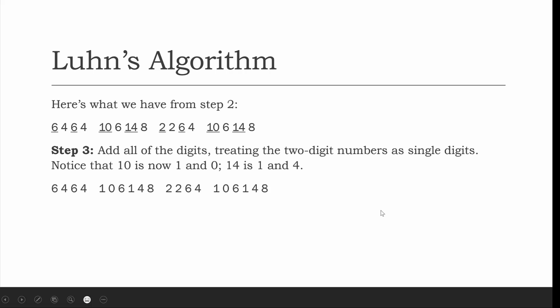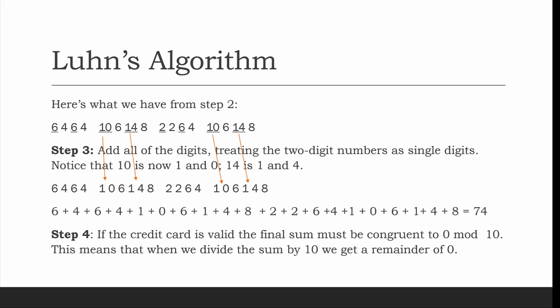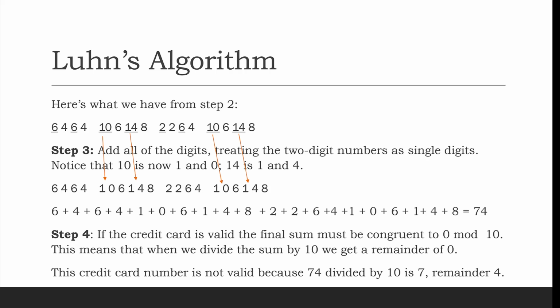We're going to separate those out. So the 10 is going to become a 1 and a 0, the 14 a 1 and a 4, and again we have a 10 and a 14 over here. Okay, so now we're going to add up all those single digits, and this time we get 74. So 74 is not congruent to 0 mod 10, because when we divide 74 by 10, we get 7 remainder 4. So this credit card is not valid.